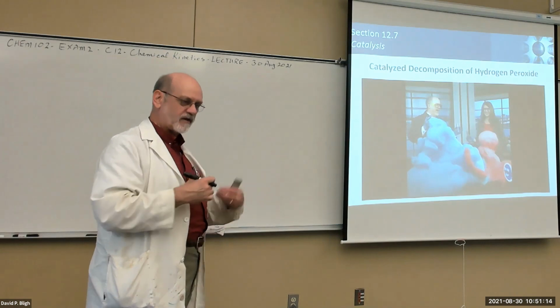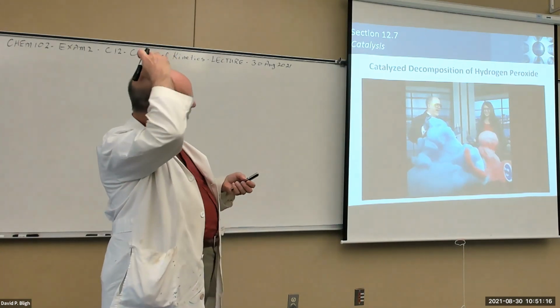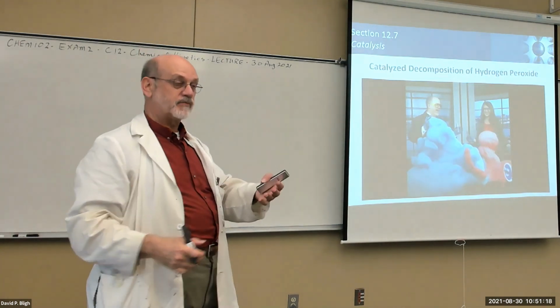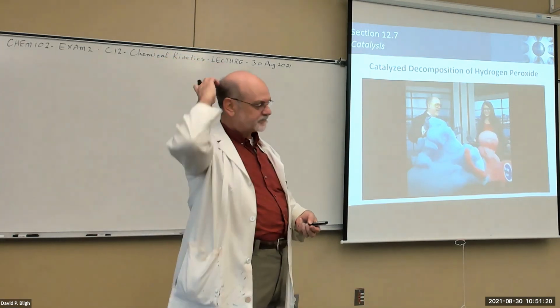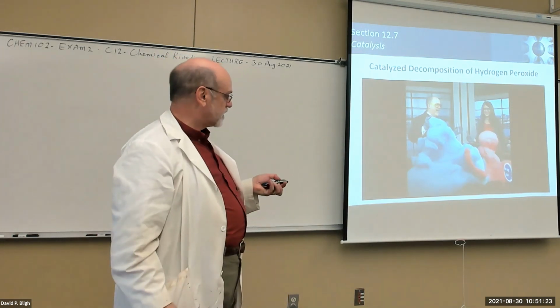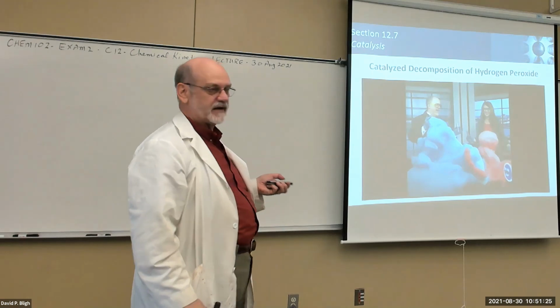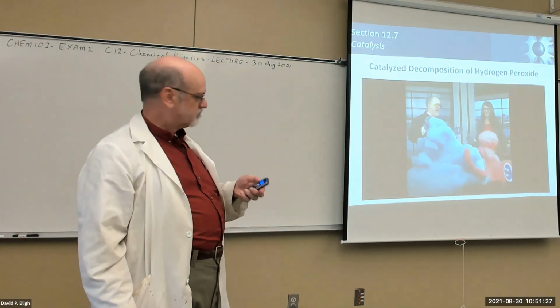So when you break your cell, that catalase reacts with the hydrogen peroxide and fizzes. In this case, instead of using catalase, we used potassium iodide. And it did the same thing.